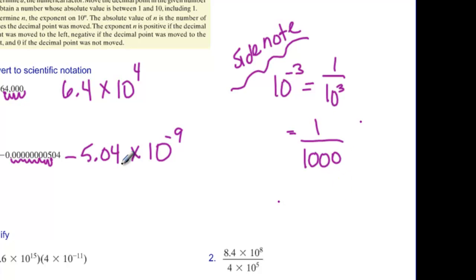So what it's saying is, if I had something like 2 times 10 to the negative 3, then this would be the same as 2 times 1 over 1,000, or 2 thousandths. Right? All the same? Okay. Yes, ma'am.